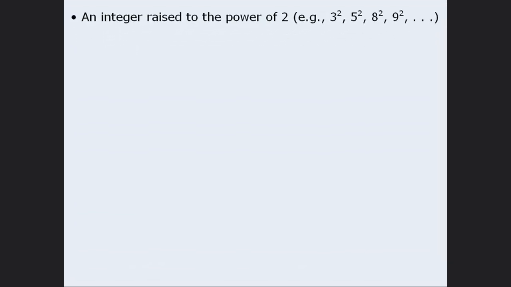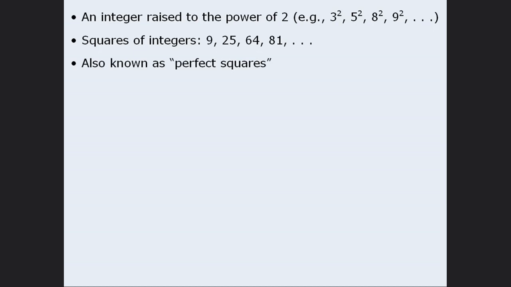In this lesson, we'll look at some useful properties of the squares of integers. Now, the square of an integer is any integer raised to the power of 2. So some examples include 9, 25, 64, 81, and so on. Also note that the squares of integers are also known as perfect squares.